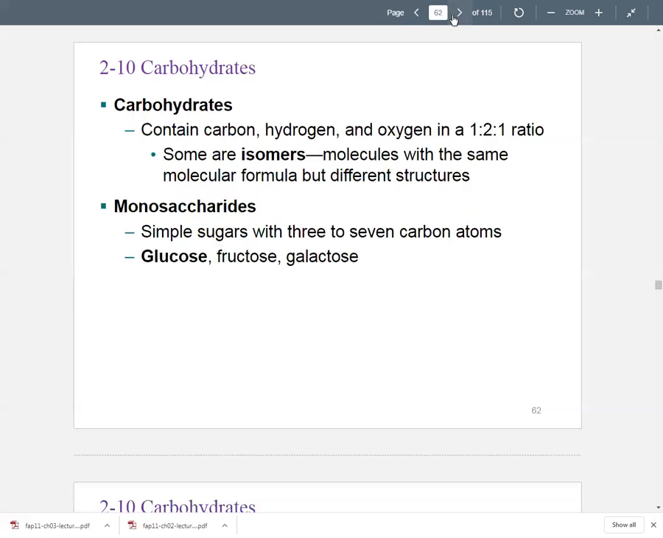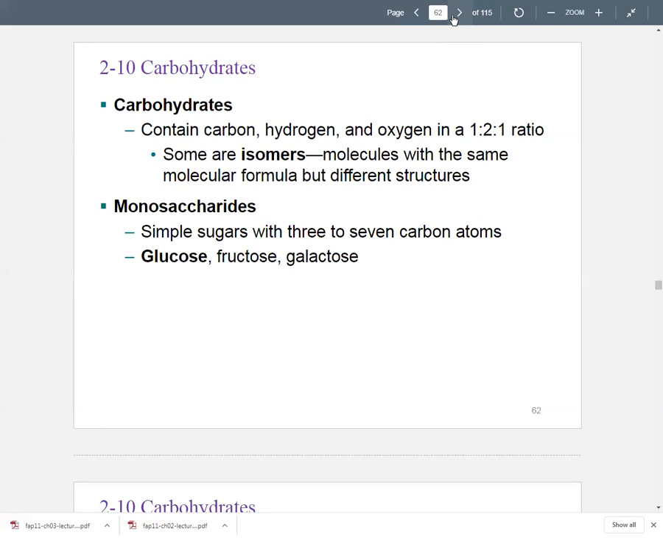All right, carbohydrates, their carbon hydrogen oxygen ratio is 1:1. You also have a few that are what we call isomers. And you might remember what iso means? Same, good. So they have the same molecular formula, but they're arranged in different structure, okay? But they have the same number of carbon, hydrogen, oxygen atoms.